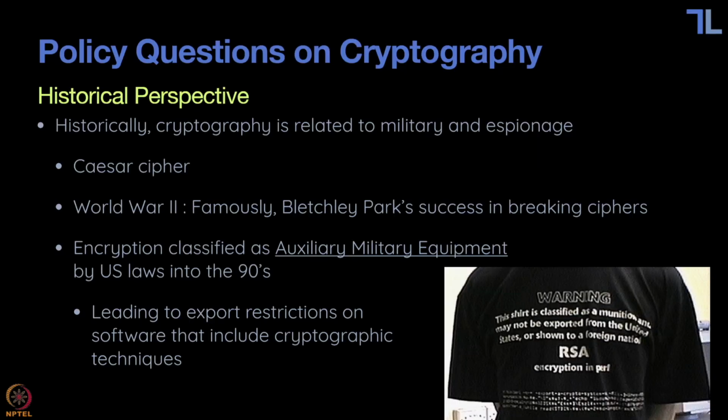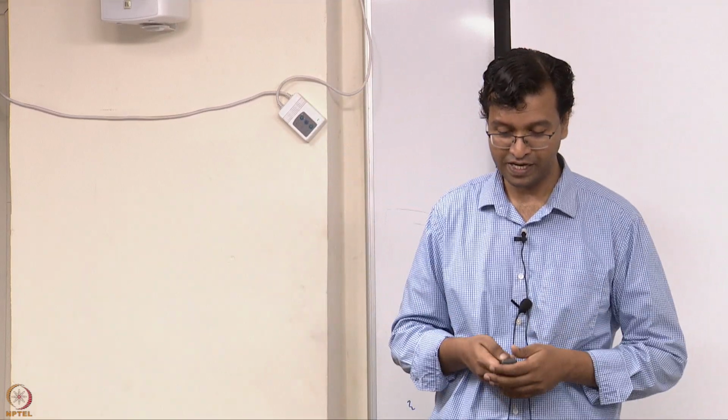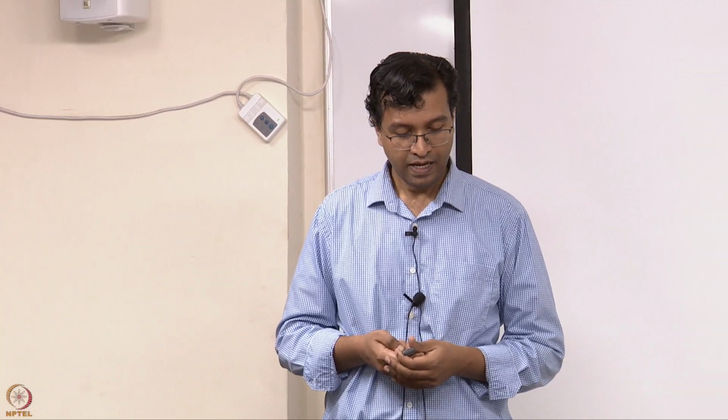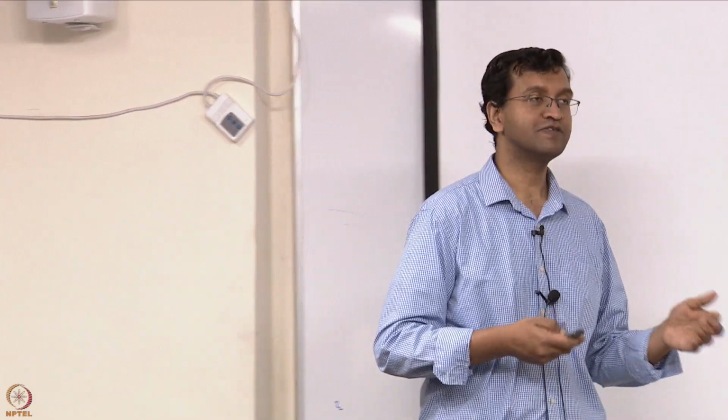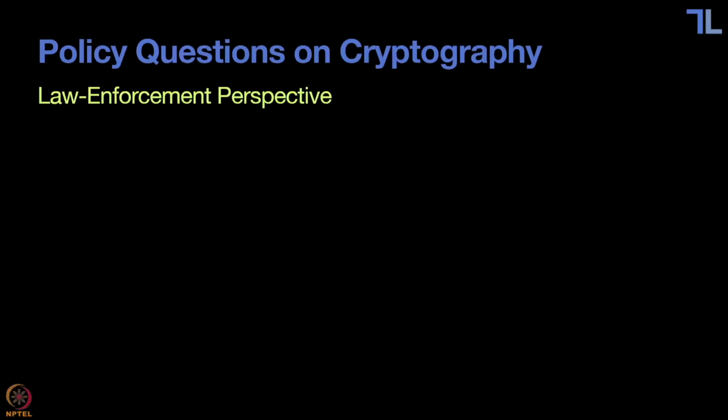So there's this funny T-shirt that says this shirt is classified as a munition and may not be exported from the United States or shown to a foreign nation. And this is the RSA encryption algorithm written in Perl. So this is considered a weapon, or at least auxiliary military equipment. Of course, laws were relaxed later. It didn't make sense, and it was a matter of time before they were changed.